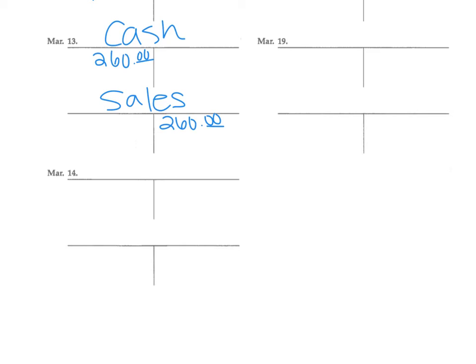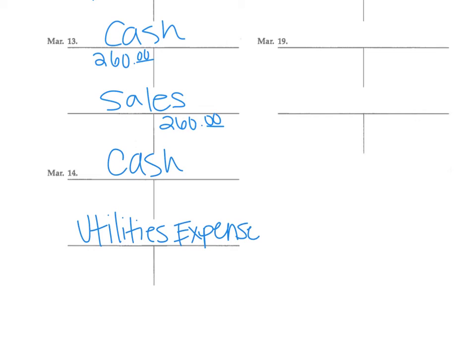March 14th, paid cash for telephone bill. So once again, cash is affected, and then telephone bill is going to be under what's called utilities expense. We paid, or the business paid, $54 for their telephone bill. So cash is decreasing, so I would credit cash for $54. And I would also need to decrease my equity. And remember, expenses are always debits, so I would debit utilities expense for $54.